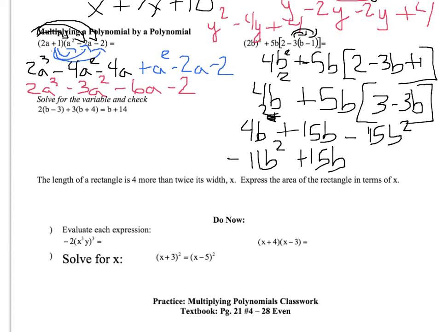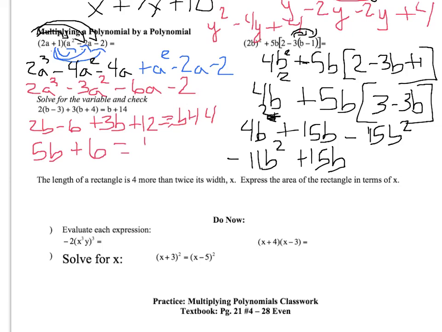And we have on the left-hand side here the solve for the variable and check. Okay, what I'm going to first do is distribute the 2. So it's going to be 2b minus 6. I'm going to distribute the 3: plus 3b plus 12 equals b plus 14. Sorry, that's a little messy. Combine like terms, 2b and 3b is 5b. -6 plus 12 is +6 equals b plus 14 there.